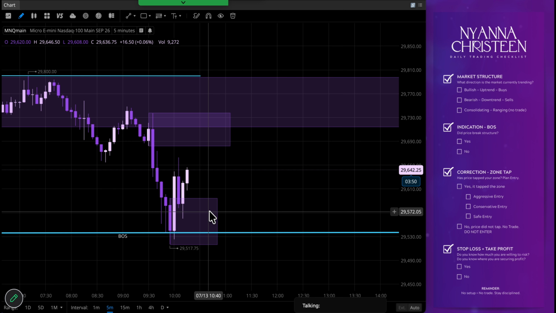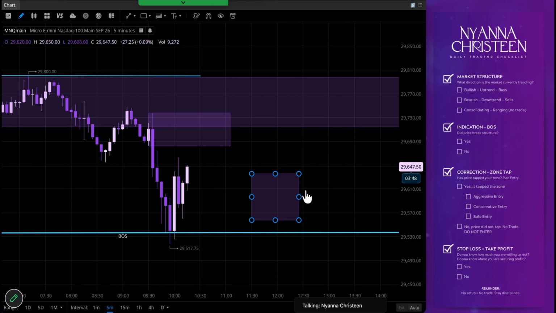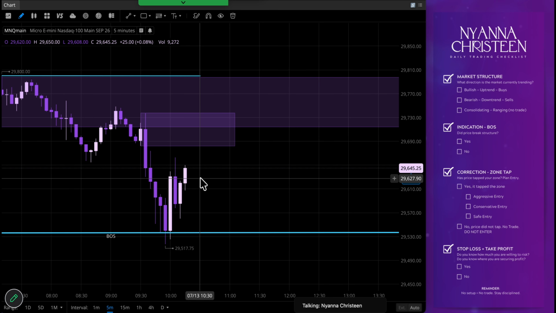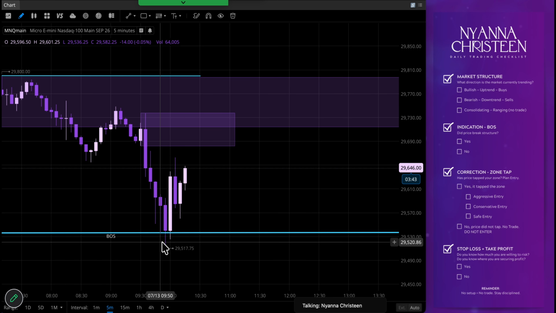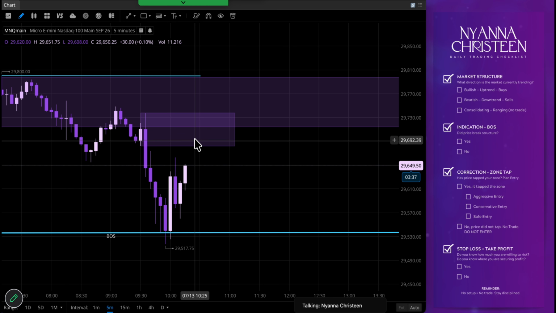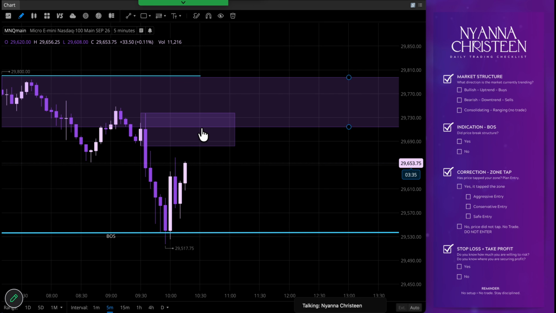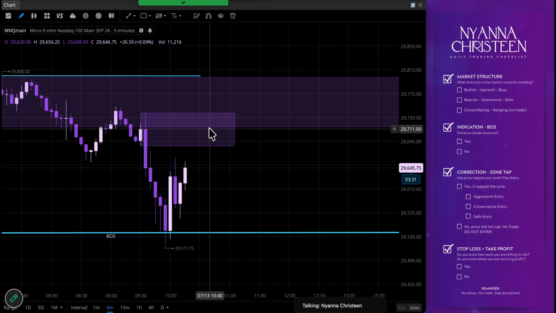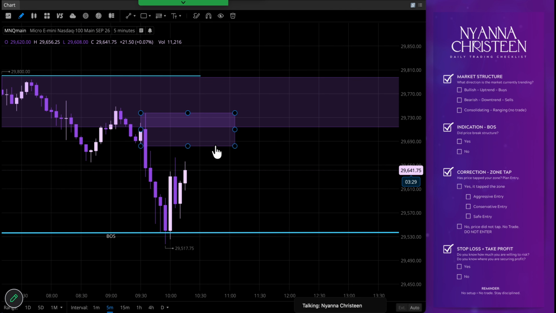What I'm looking to see, because I want to take sells, is price, since it broke structure, come back and tap. It could tap here or here. But since I'm doing a conservative entry, I would need price to close outside the zone here. That'll be my first confirmation. And then close outside this 5 minute zone. That'll be my second confirmation for me to get in for sells.